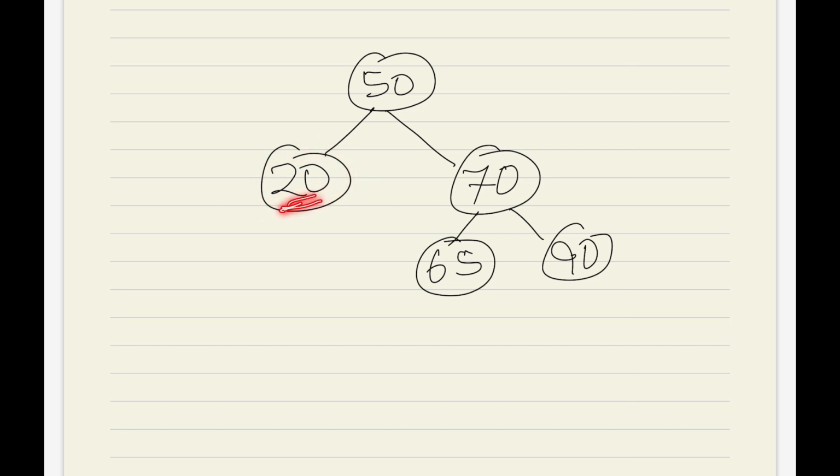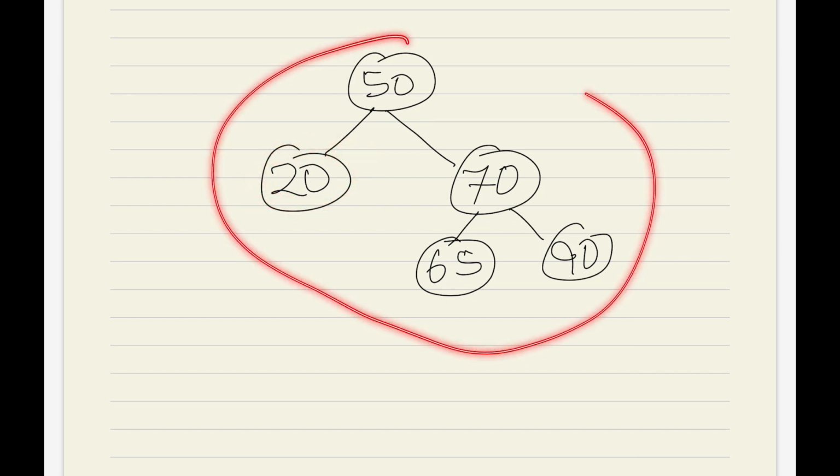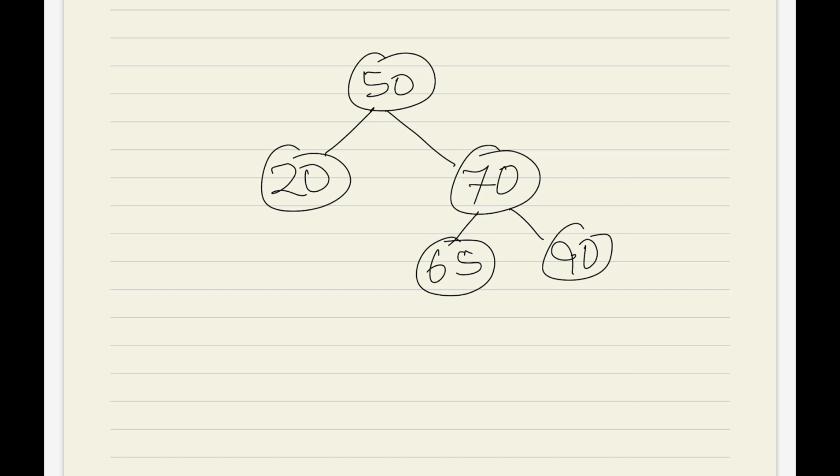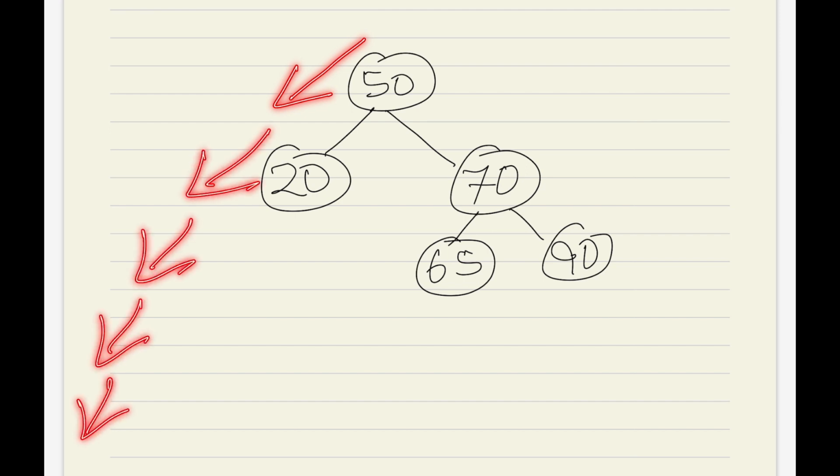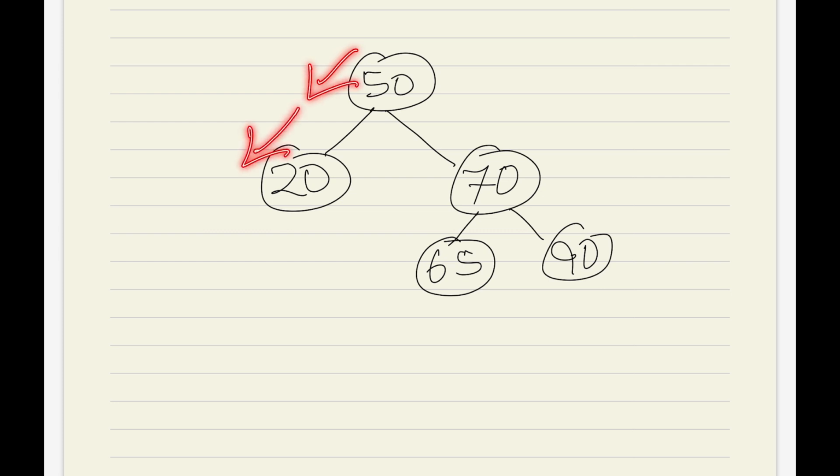Now for 20, no right subtree, no left subtree, that means we cannot move to the left here. So 20 is the minimum in this scenario. So in this binary search tree, 20 is the minimum. So how are we getting the minimum value from a binary search tree? Always move towards left. From the root, always move towards left until you reach the null, until you find a node that has no left subtree.